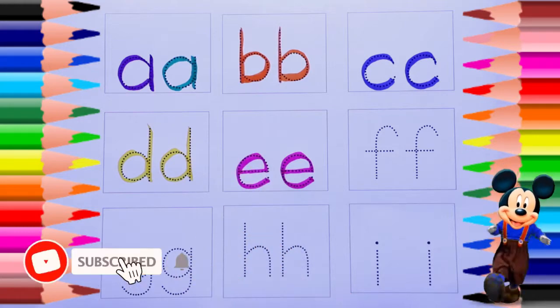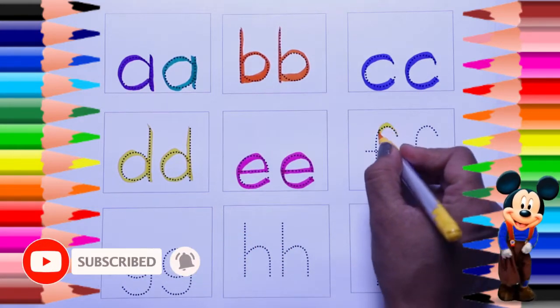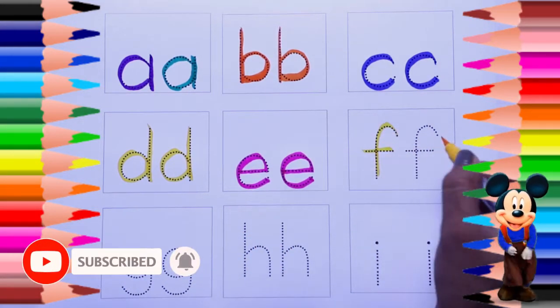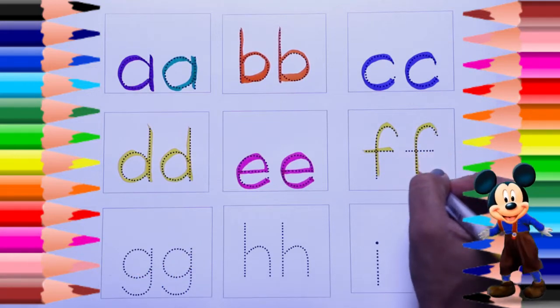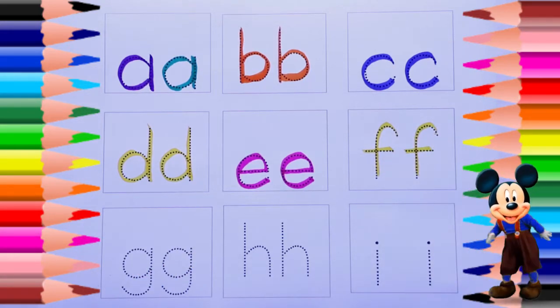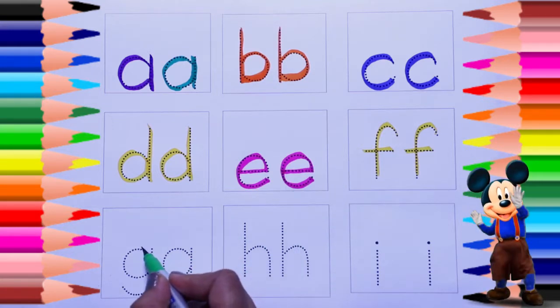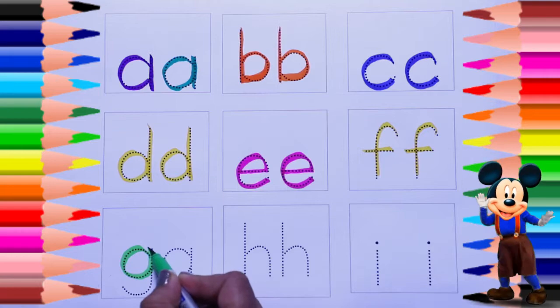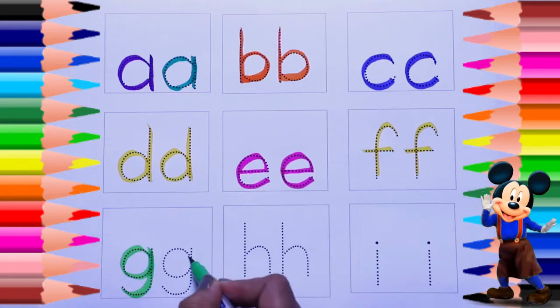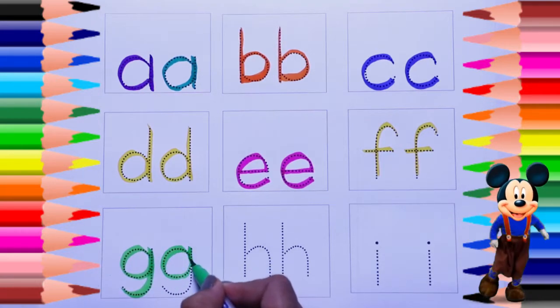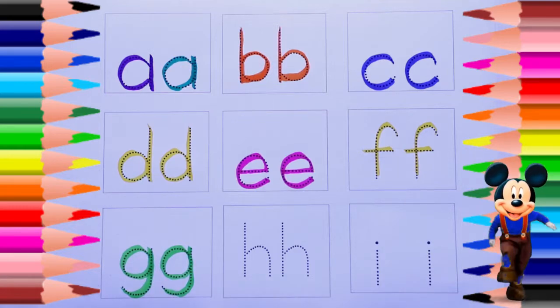Yellow color. F, F for fish. Green color. G, G for gorilla.